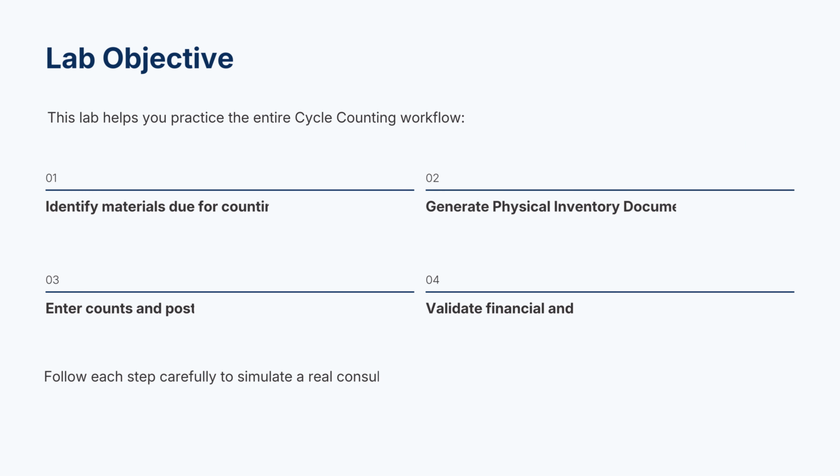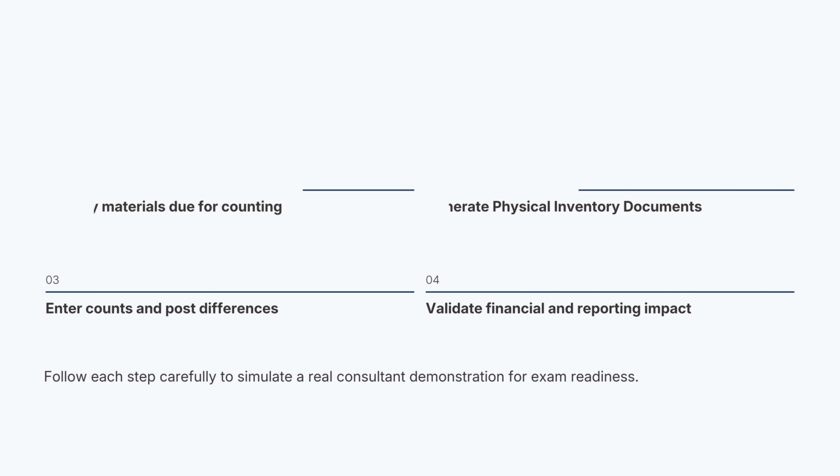Our goal in this lab is to simulate the full cycle counting workflow. We'll begin by identifying items due for counting, create physical inventory documents, enter actual counts, post any variances, and then analyze results through reporting. Follow each step carefully. The flow you'll see here mirrors what you'll perform during your certification exercises or real project demonstrations.